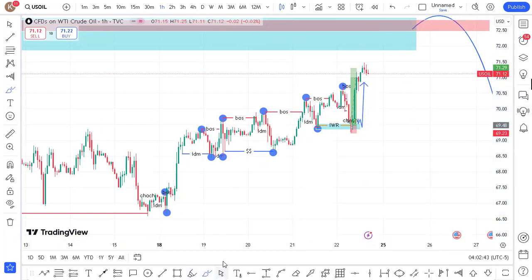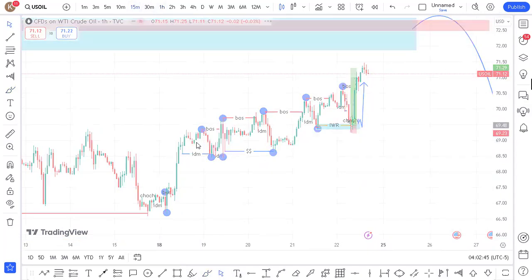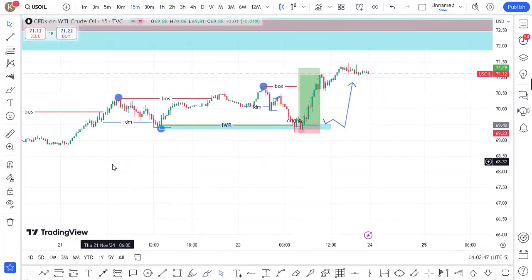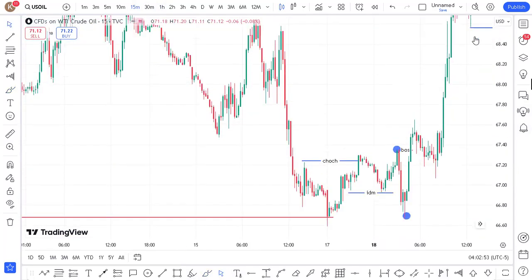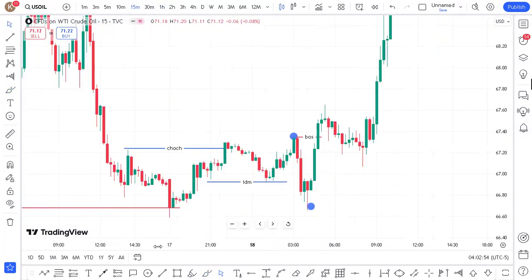So let's go to the time frame that I used. I used the 15 minutes, and I'll start from where we had the sweep of liquidity here, and the lowest low here. This is where we are right now, guys.